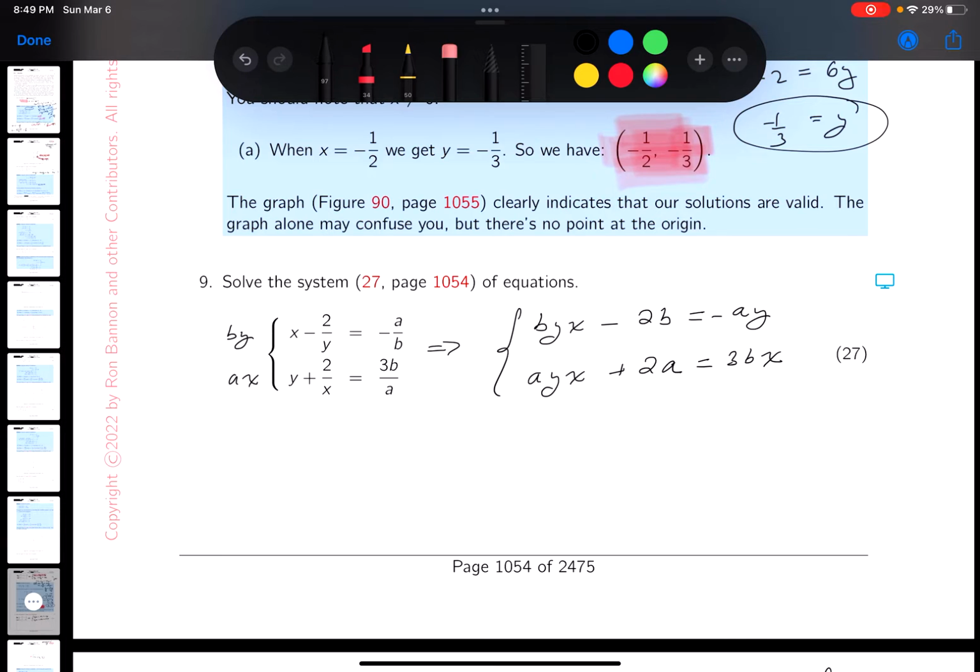Well, I'm going to do some rearrangements. So I'm going to take the top equation. Let me write this over here as byx plus ay equals 2b. And let me factor out a y in that. And what would you get if you factored the y out? Well, you certainly had a coefficient on it. And what would the coefficient on the y be? It would be bx plus a.